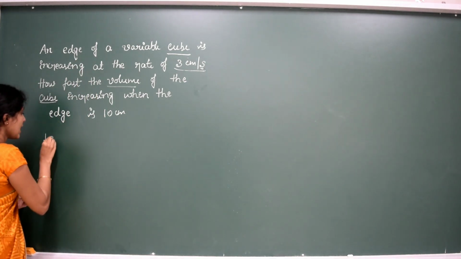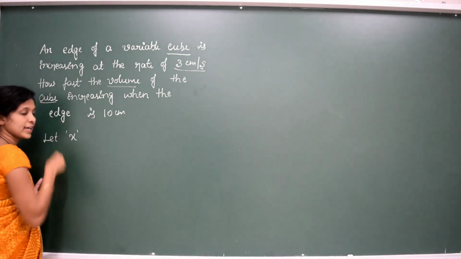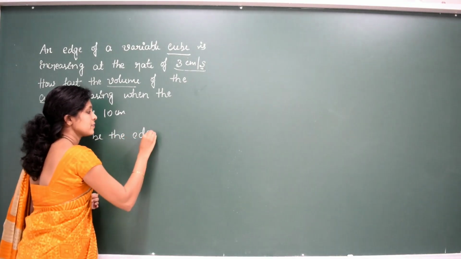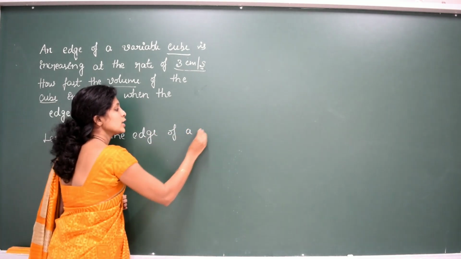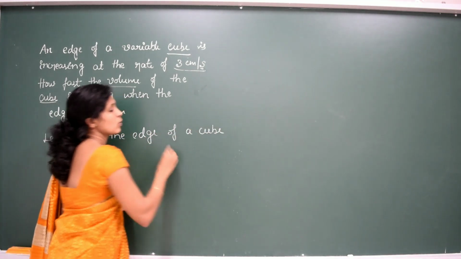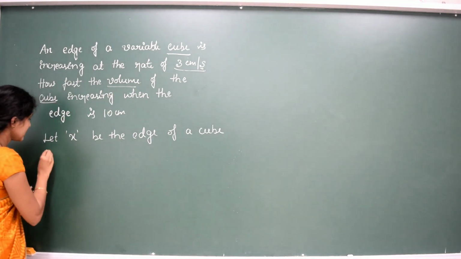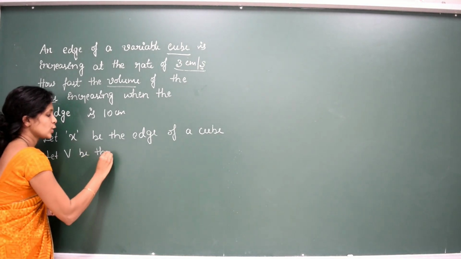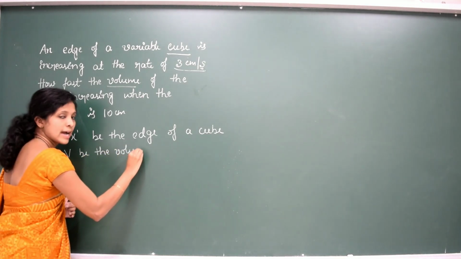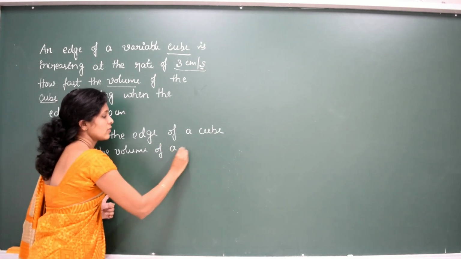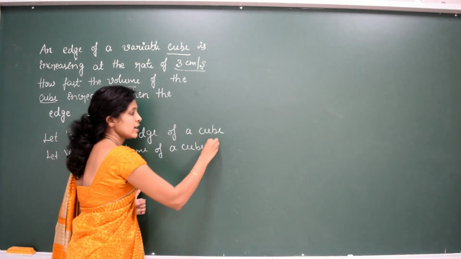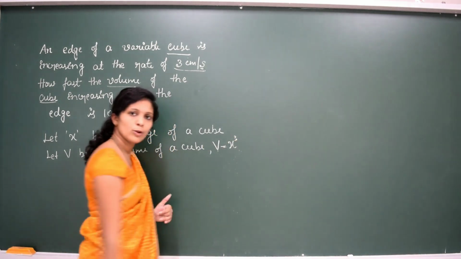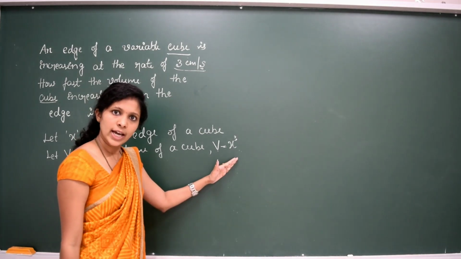Let x be the edge of a cube. Now what we need? Volume, right? Let V be the volume of a cube. Then what is the value of V? x is the edge, so volume is x cube, right? Volume of a cube is given by V is equal to x cube.